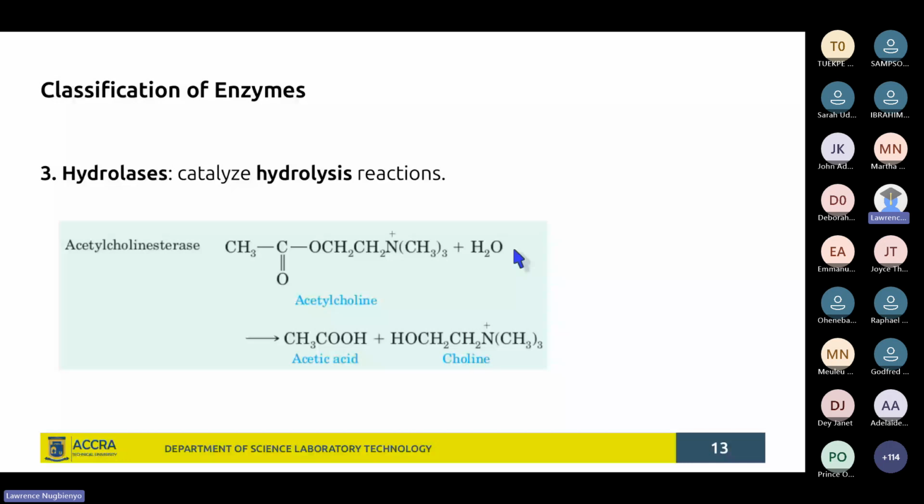So water acting in that process, of course, you have H plus and OH. The H plus goes to the acetic acid there to give you the full molecule acetic acid, and then the OH goes there for the choline. So that's a breakdown. It's a hydrolytic reaction, hydrolysis of acetylcholine into acetic acid and choline. So this is also acetylcholine esterase.